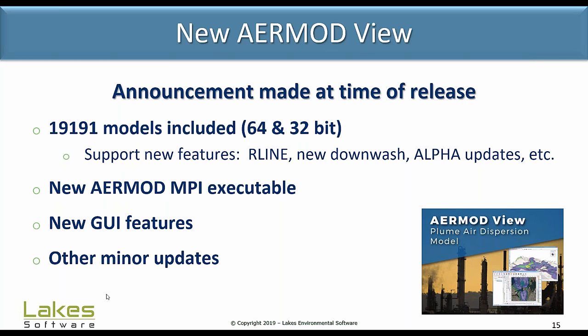The R-line XT source is still in development within the interface, so there's a chance we may be doing a 2-pronged release, one that has R-line and then an additional one later that will have the R-line XT source incorporated. We'll have the new AERMOD MPI executable that so many of you know and love, and that'll be a part of this upcoming release with some additional new features and the usual minor updates and fixes that we apply to all of our releases.